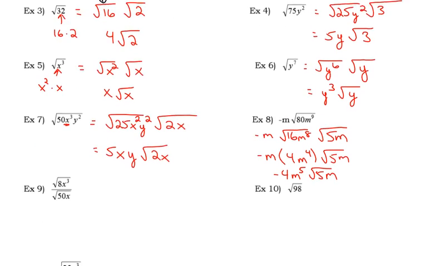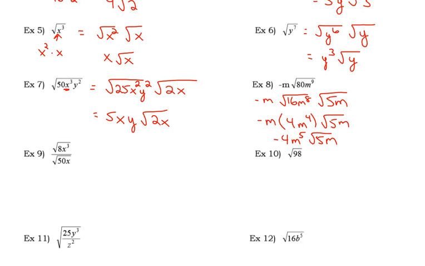Now number 8 is a little bit different because we've got a number or a variable out in front. That variable out in front just means multiply. Like I could put multiplication signs in between here. You won't see it written like that, but just so you understand, it's multiplication. So it's like we have negative 1 times 4, which is negative 4. M to the first times m to the fourth is m to the fifth, because when we multiply, we keep the base and add the exponents.